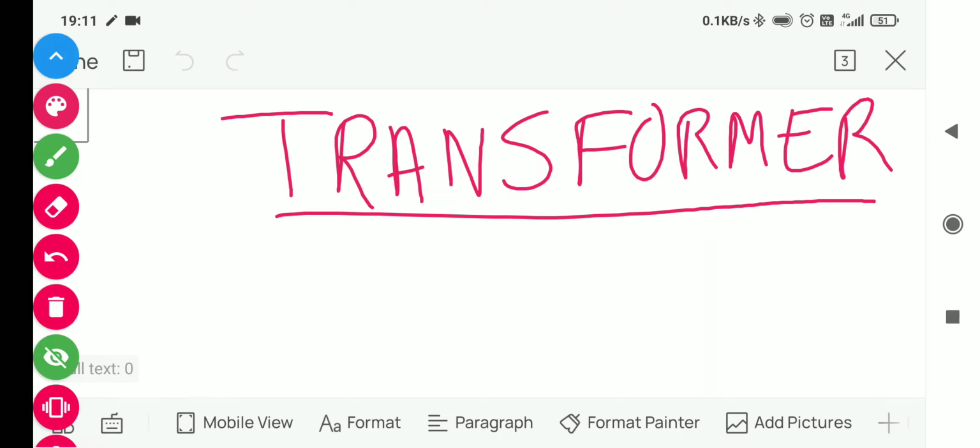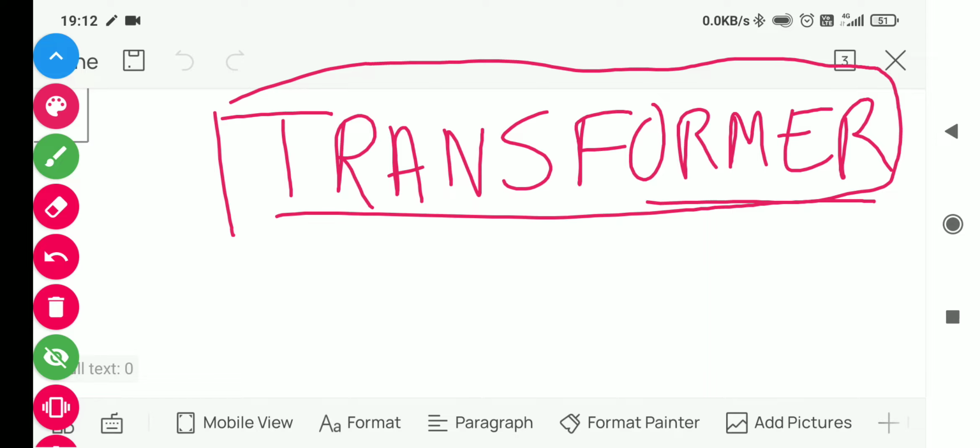Now, the name says transformer. So what exactly is it? We have come across the movie Transformers, where a robot is being transformed to a car and vice versa. Now, I am quoting this because it would be easier to correlate the two.